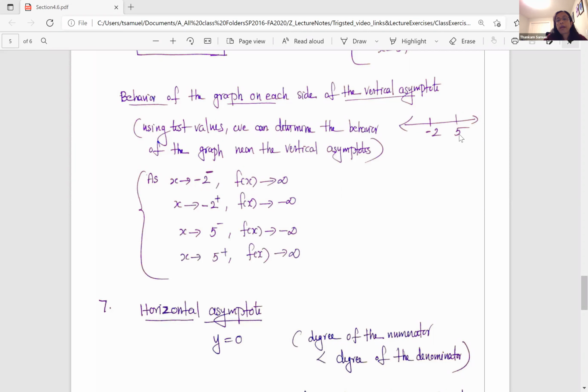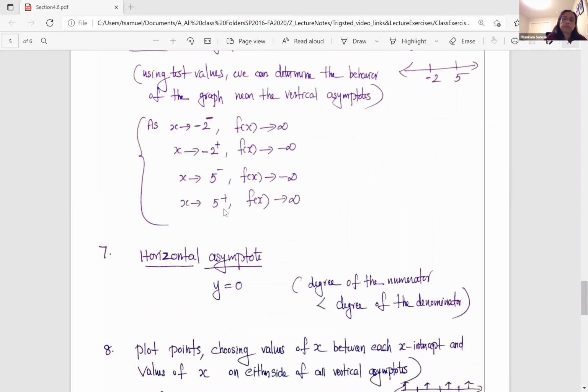Similarly, consider a value to the right of 5 and substitute it in the function, you will get a positive value. So you can conclude that as x approaches 5 from the right, the function is approaching infinity. So this will help you to graph the rational function.